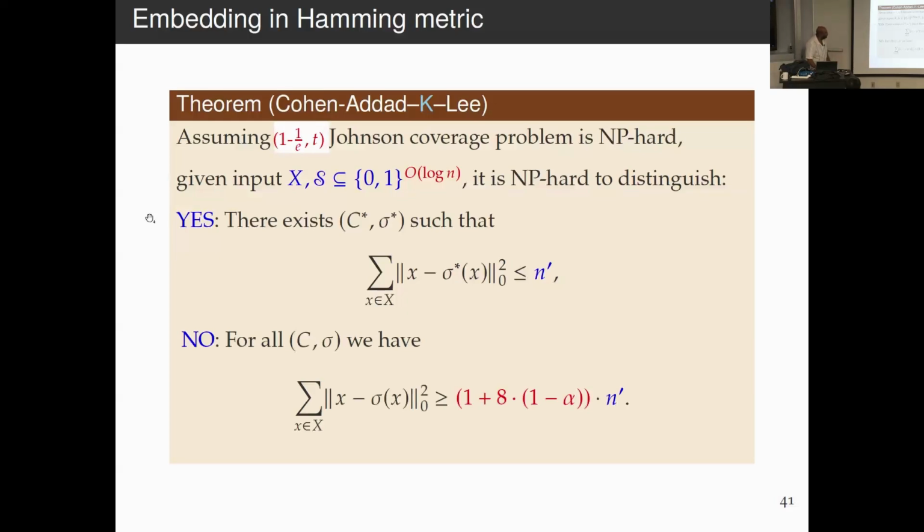Okay, so if this was (1 minus 1 over e, t), which is the conjecture, then you get 1 plus 8 over e. And these are things you can prove under unique games, which is 0.95 and 2, like t equal to 2. Then you get 1.40, which is still a nice number.